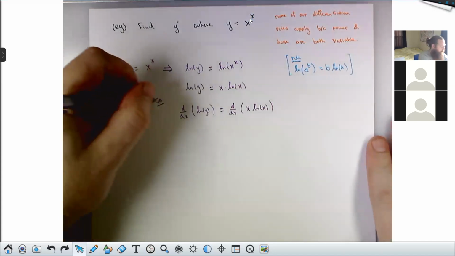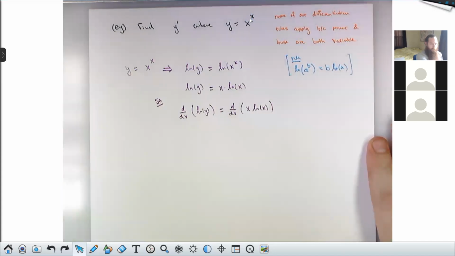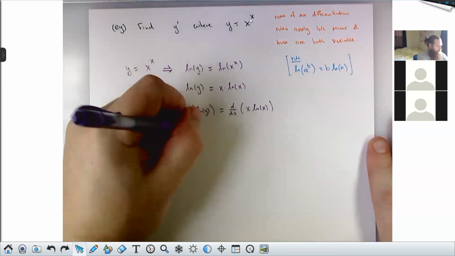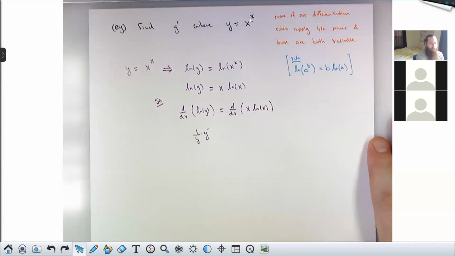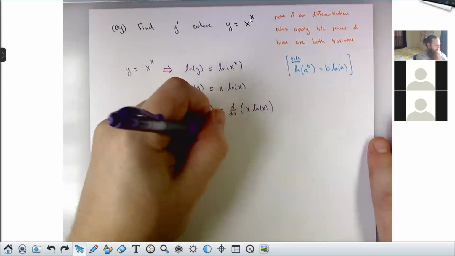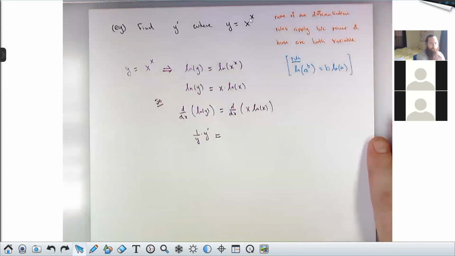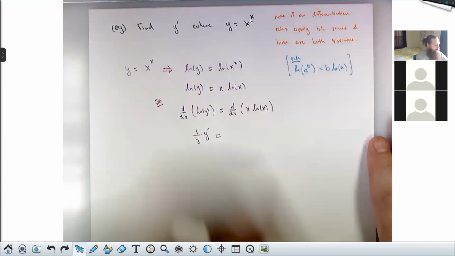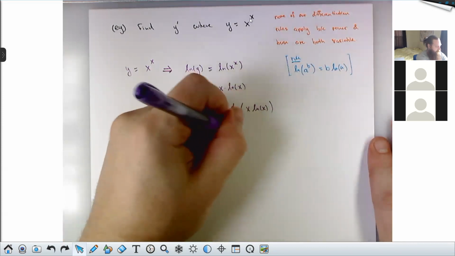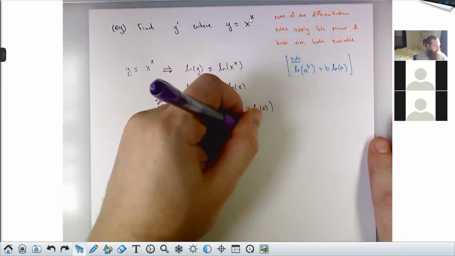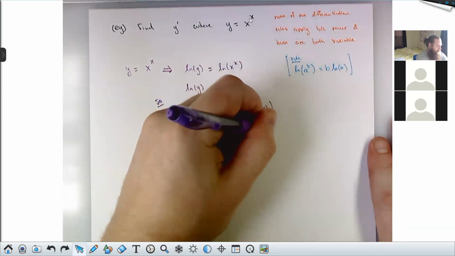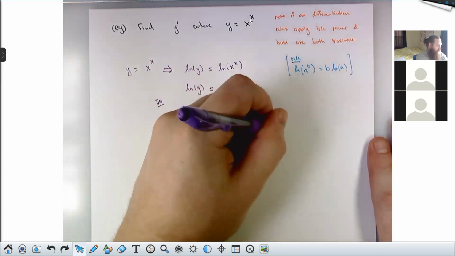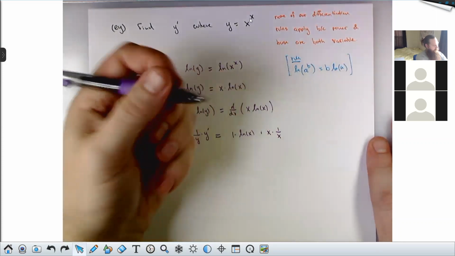So, applying d dx to both sides, the left-hand side will become 1 over y times y prime. And the right-hand side requires a little product rule. That's going to be the derivative of x, which is 1, times ln of x. This is the function we differentiated earlier, right? Plus x times the derivative of ln x, which is 1 over x.